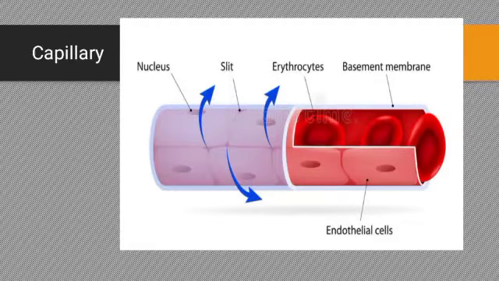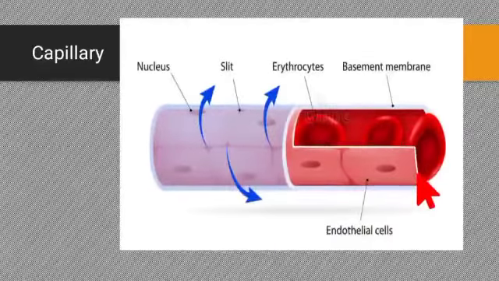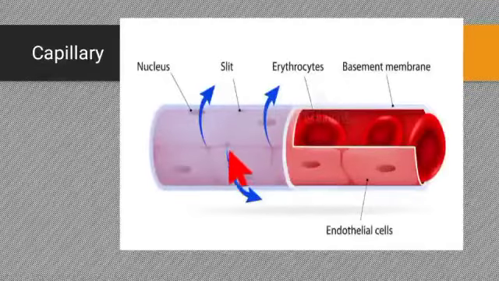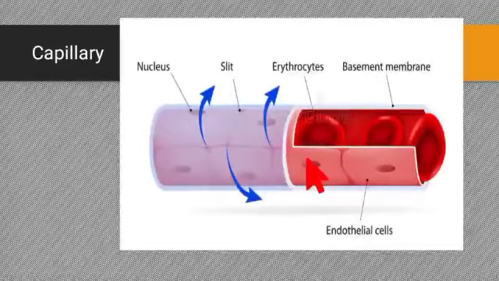Capillaries are the smallest blood vessels. They form connections between the smallest arterioles and the smallest venules. They are an extension of the inner lining of larger vessels, that is, endothelial cells. They are surrounded by a protein known as the basement membrane.